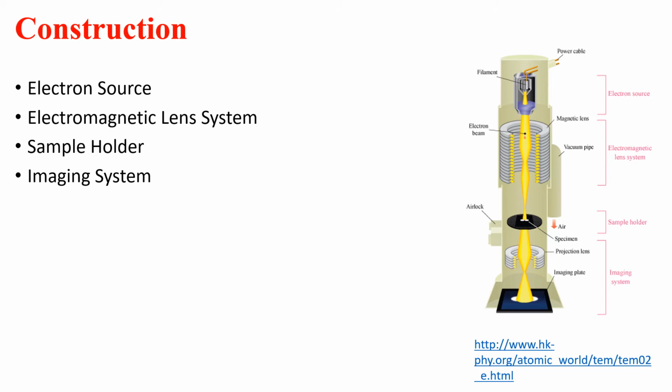After that, we can see a sample holder, and at the bottom side, the electrons incident on the sample are transmitted through the system, and at the bottom we have an imaging system. This imaging projecting lens is connected to the screen, and accordingly we can get an image. So these are the few levels of the TEM instrument.